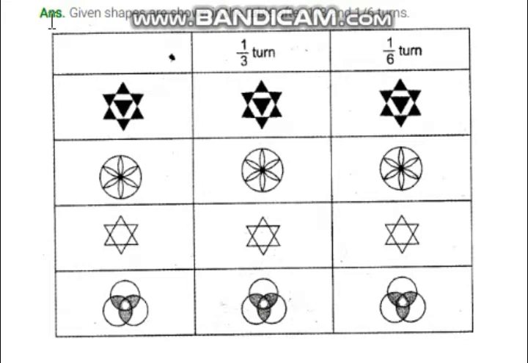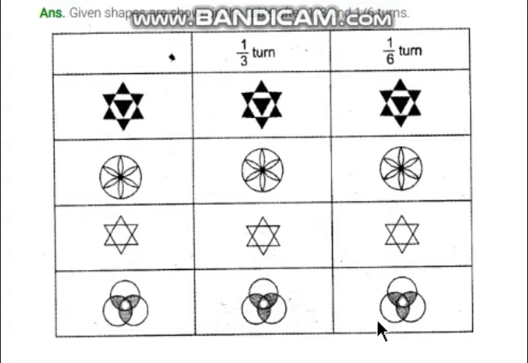So children, here is the answer. Given shapes are shown in the table after 1/3 and 1/6 turn. So this figure also remains the same after 1/3 turn and after 1/6 turn. This shape also will look the same on 1/3 turn and 1/6 turn. This star also will look the same on 1/3 turn and 1/6 turn. And this shape will also look the same after 1/3 turn and 1/6 turn.